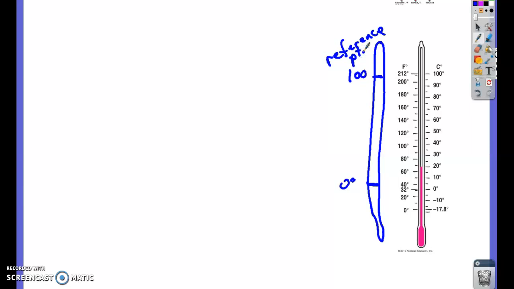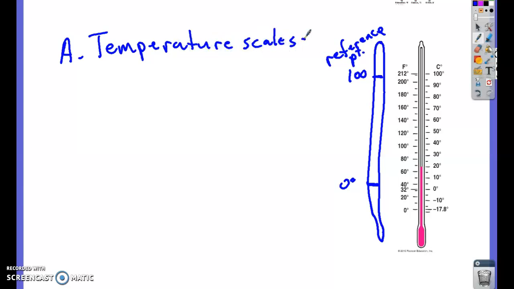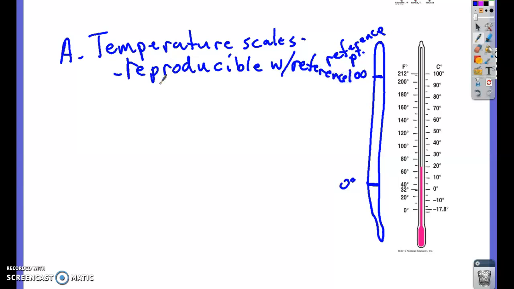Okay, so we need some kind of reference point. And there are two main temperature scales that attempted to do this. So we have a temperature scale, and they need to be reproducible. Some kind of a reference point so that two people in different places can have exactly the same thermometer that measures temperature exactly the same way. The idea of 0 to 100 was a common idea. And it turns out the first one that we hear about is Fahrenheit.